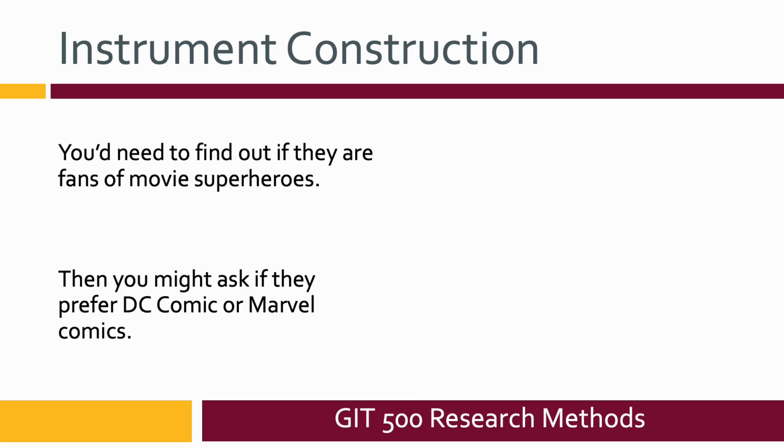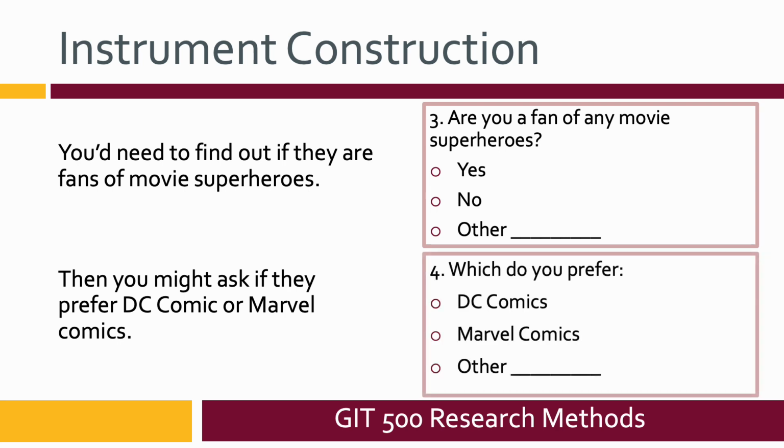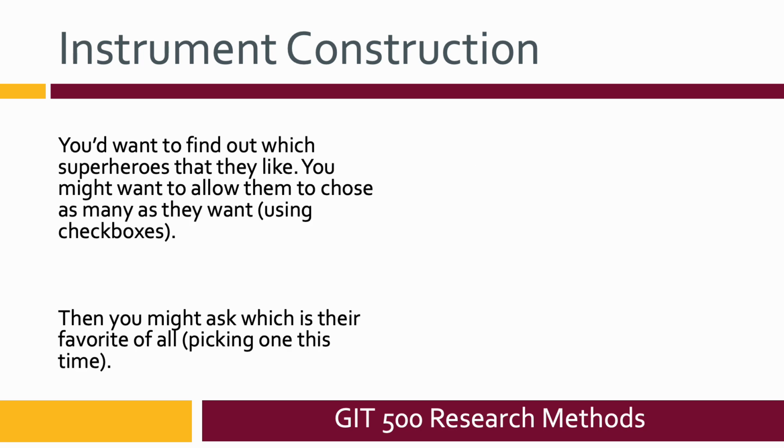All right, so you would need to find out if they are fans of superheroes. Are you a fan of any movie superheroes? Yes, no, other. Again, give them an option. Give them that C. They can write in whatever they want. Then you might ask if they prefer DC Comics or Marvel Comics or something else. You'd want to find out precisely which superheroes, and you may want them to be able to check as many boxes as they want. You would use check boxes for that in your survey instead of radio buttons.